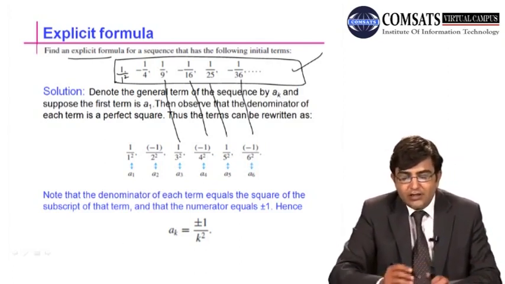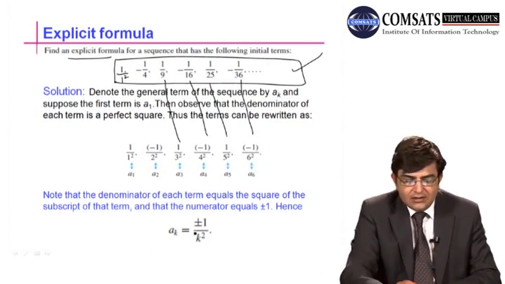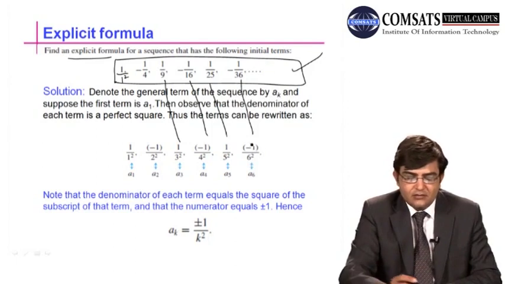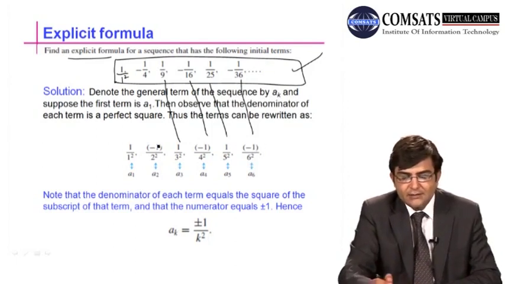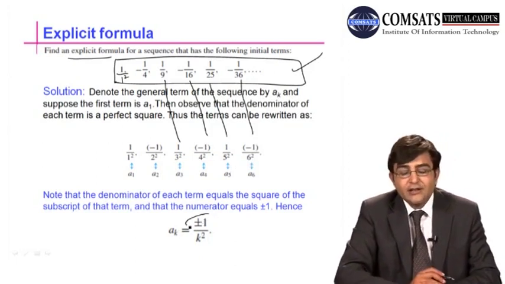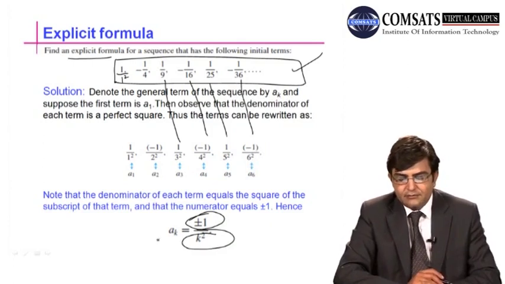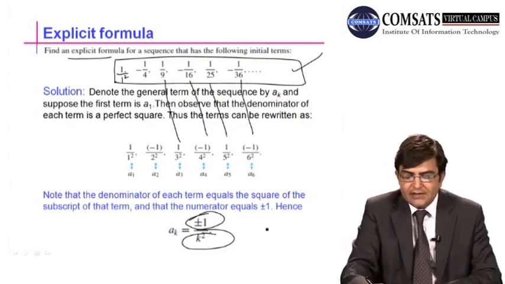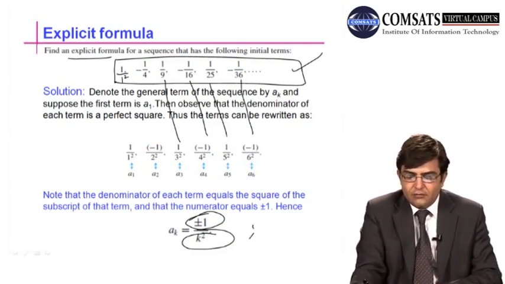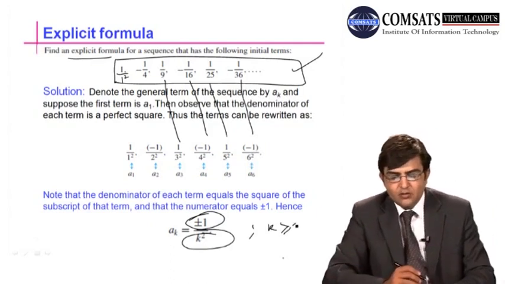Now we observe here that the sign is changing. We have plus, minus, plus, minus, plus, minus. So there must be plus minus in the numerator, and in the denominator we have k square, where k is starting from 1, we can say k is greater than or equal to 1.